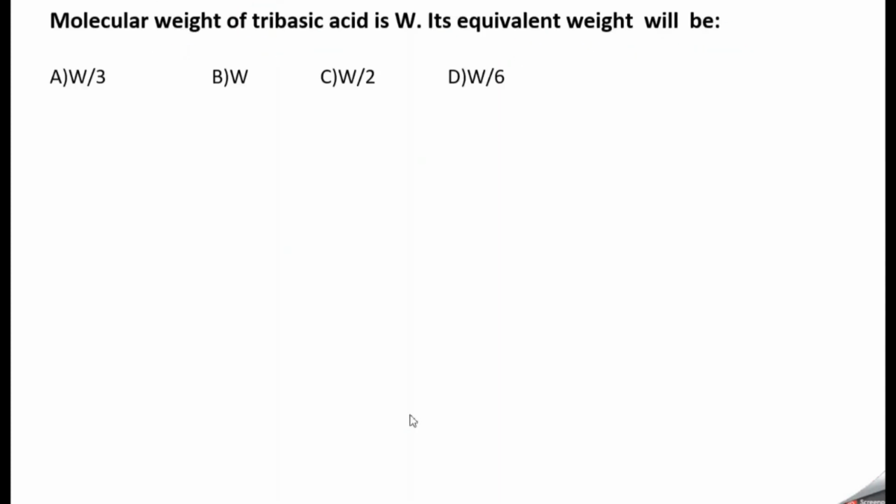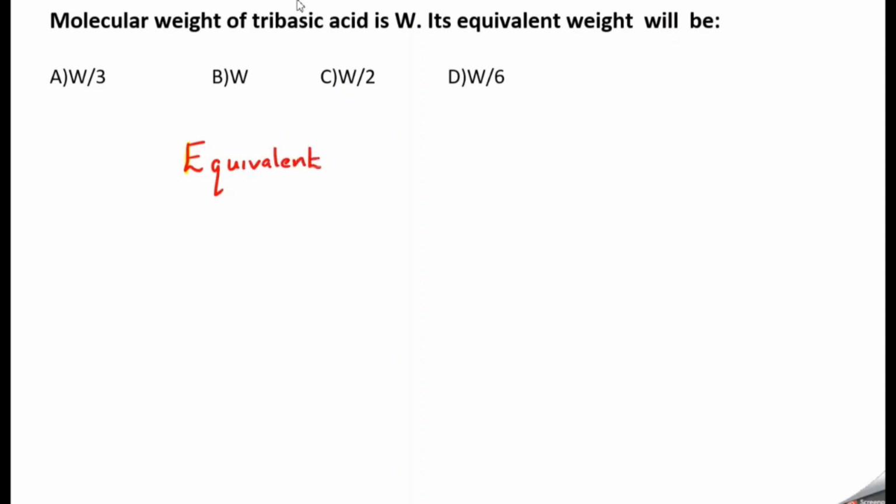Okay, so we have a new question in front of you. I will just read the question. The molecular weight of a tribasic acid is W. Its equivalent weight will be. Okay, so how to calculate the equivalent weight of a substance? We know that equivalent weight is given by, okay, so I will use a new color.